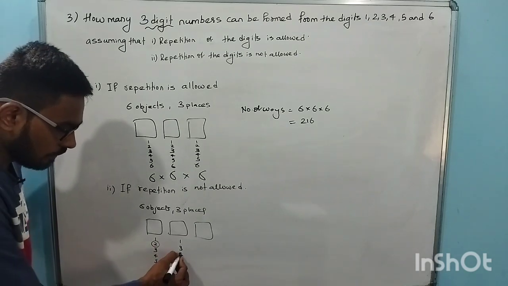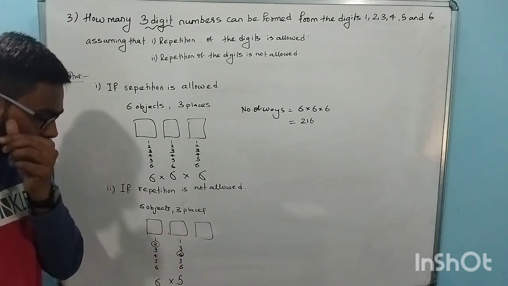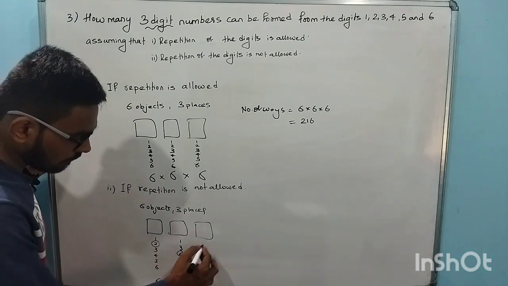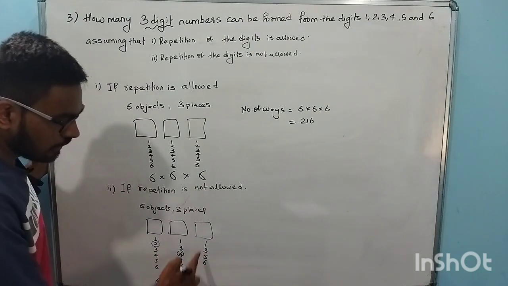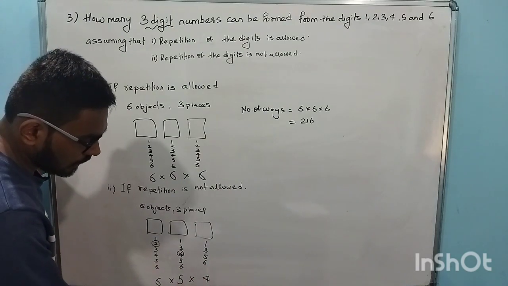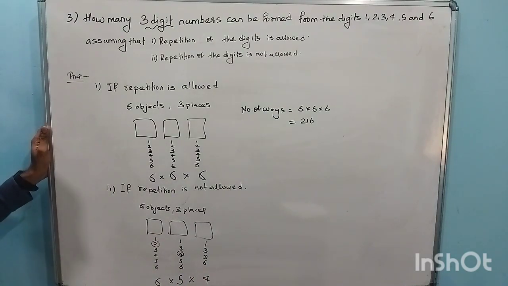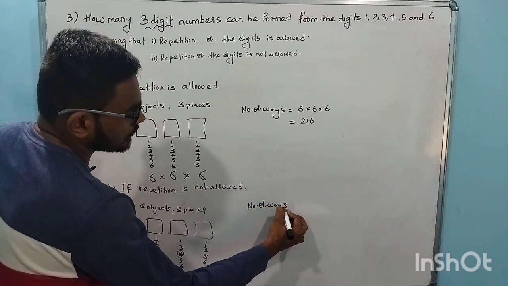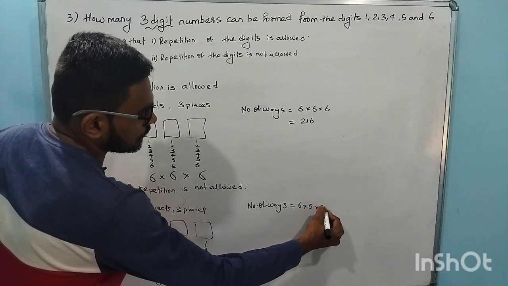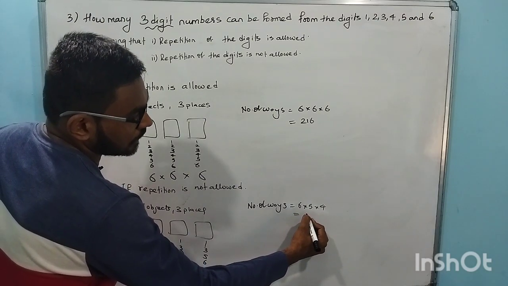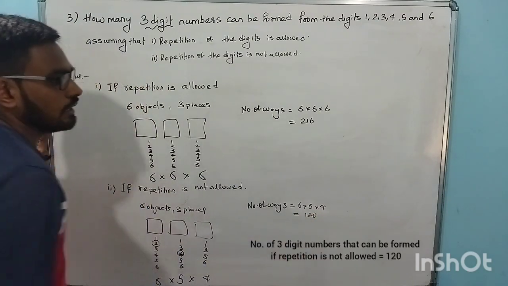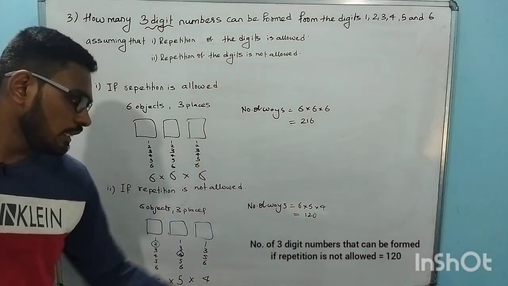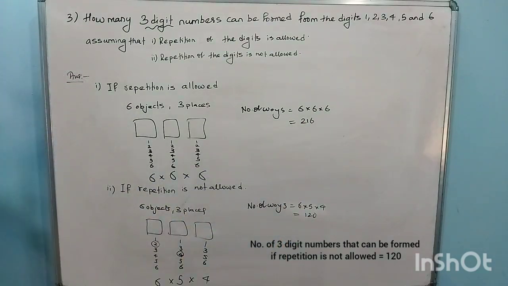For example, you have selected 4 from this. Now for the third place we can't select 4. You have to select out of the remaining 1, 3, 5 and 6. Out of the remaining 4. Okay, like this. So the number of ways is 6 into 5 into 4. So 30 into 4, 120 ways. Okay, so the different numbers of ways are 216 here and 120 here if the repetition is not allowed.